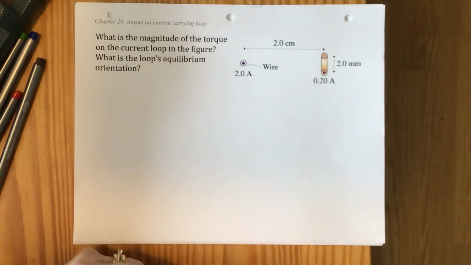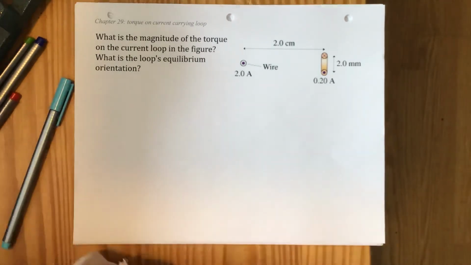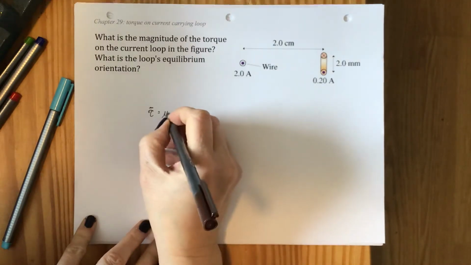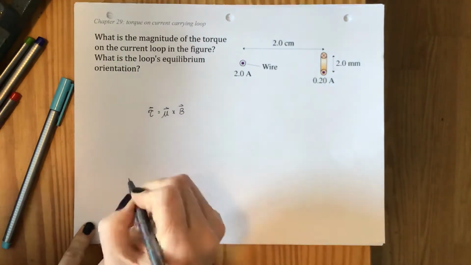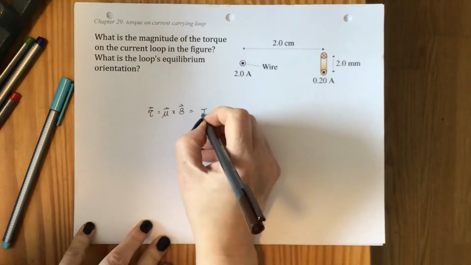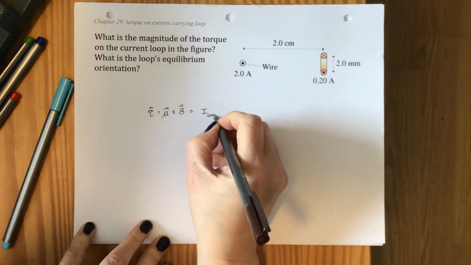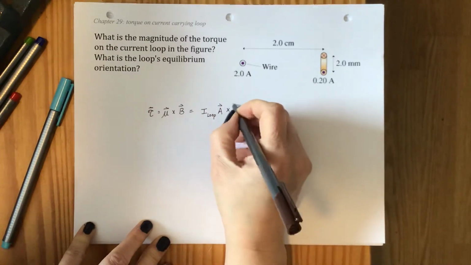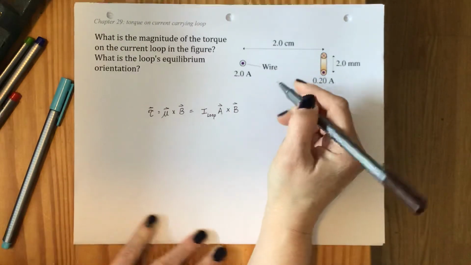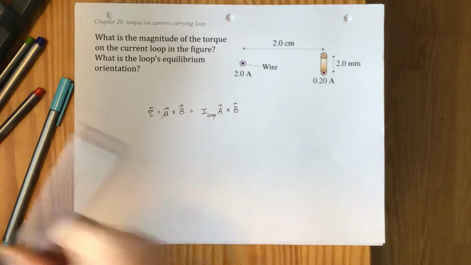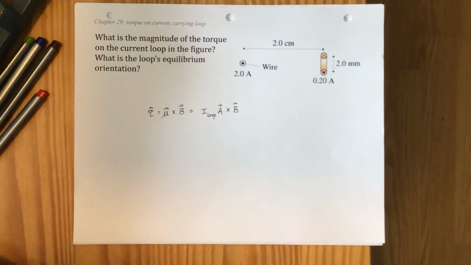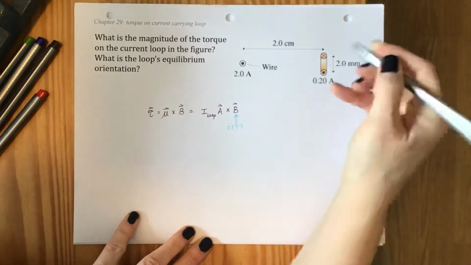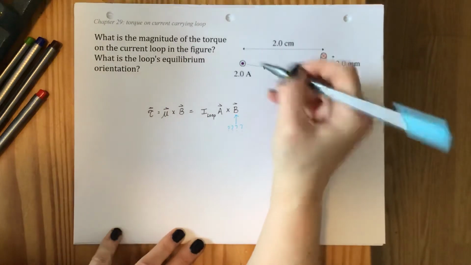So let's think about how we calculate torque. And we know that torque is mu cross B. What is mu? Mu is I of the loop times the area of the loop, crossed with the magnetic field that the loop is sitting in. So where does that magnetic field come from? What is that B? So this loop is in a magnetic field that's created by this wire.